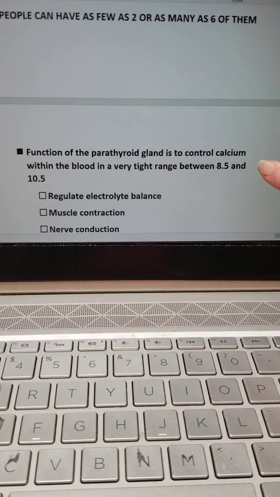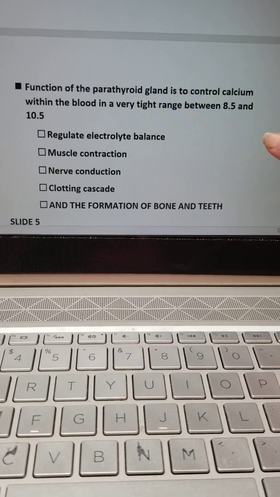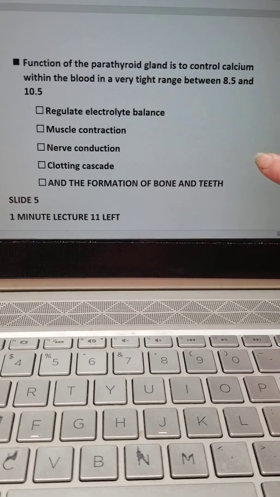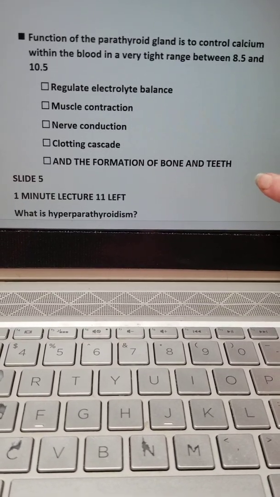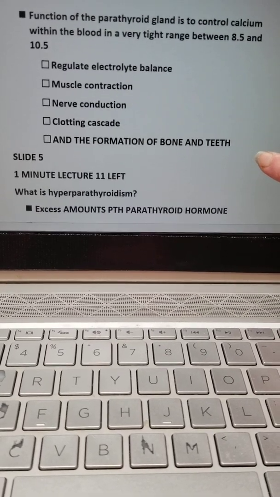Function of the parathyroid gland is to control calcium within the blood in a very tight range between 8.5 and 10.5. It's used to regulate electrolyte balance, muscle contraction, nerve conduction, clotting cascade, and the formation of bone and teeth.